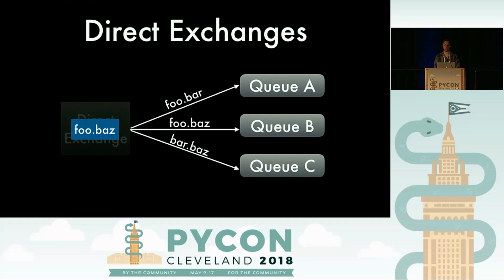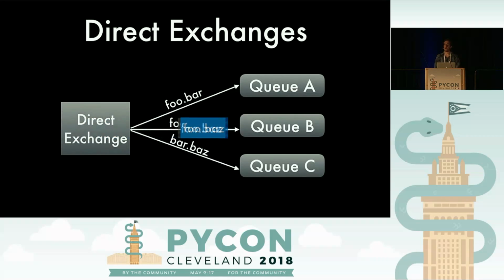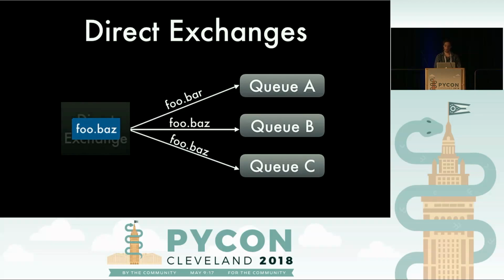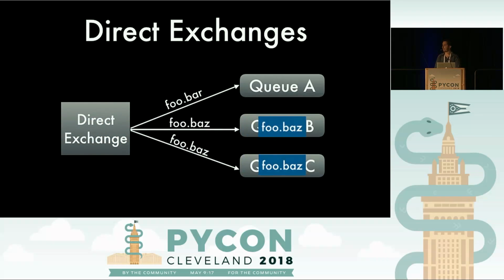Similarly, a message with the routing key foo.baz will be routed along the foo.baz binding to queue B. Now we're going to change the routing for QC to foo.baz as well. This is to show that multiple queues can be bound to an exchange with the same binding key, so both queues B and C receive that final message.